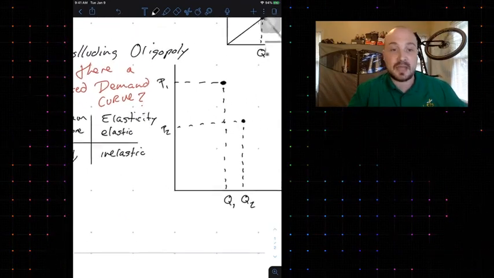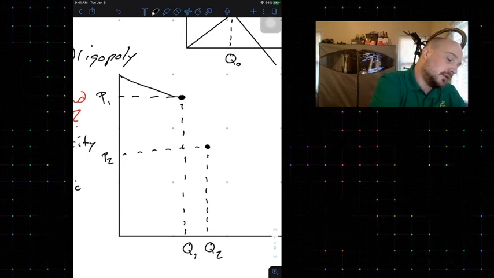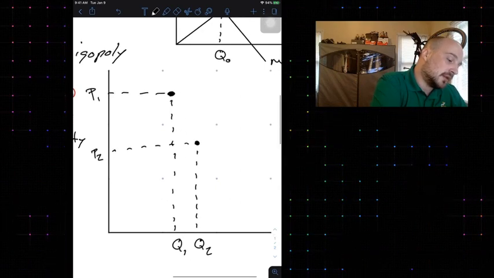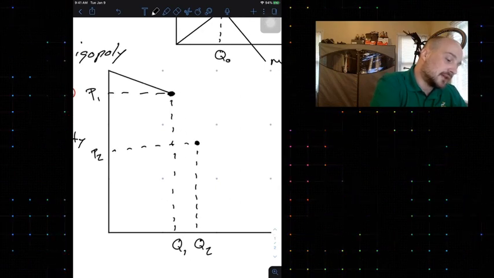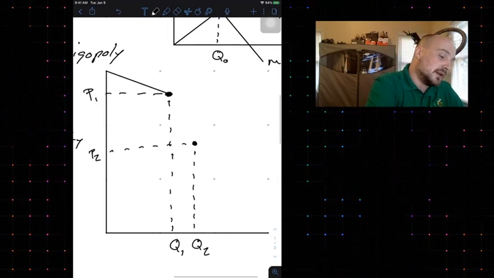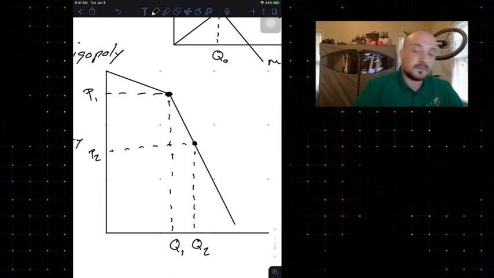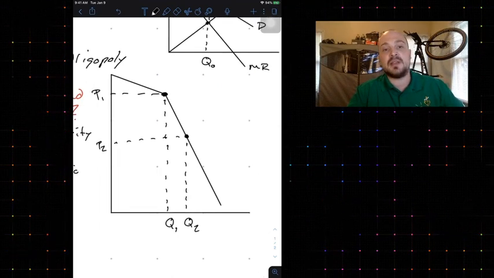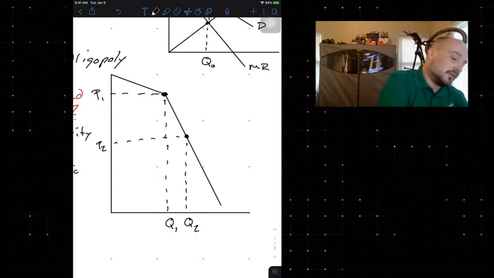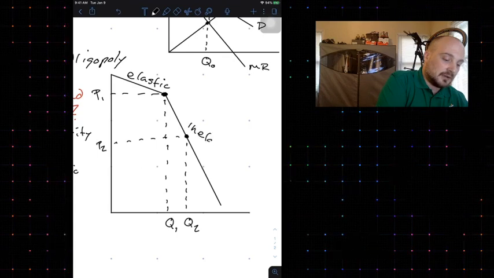Well, then let's draw out what that looks like. At first, your demand is very elastic. Let me redraw that. First, your demand is very elastic. But then, if you lower that price, your demand becomes very inelastic, so it becomes much steeper. And so what we have with this oligopoly is we have a kinked demand line, right? Because we have an elastic range and we have an inelastic range.